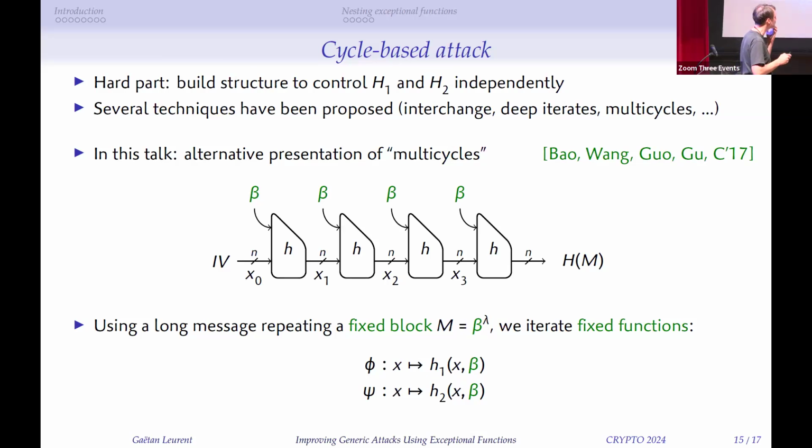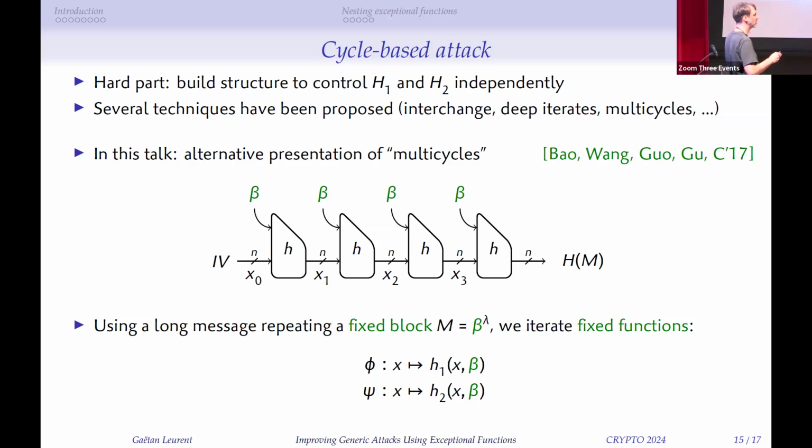The first one was the interchange structure. Then there was an attack based on deep iterates, and a new one based on multi-cycles. And in this presentation, I will talk about the multi-cycle technique, and I will show that we can improve it using exceptional random functions. So the main idea in the multi-cycle technique is that we're going to iterate long messages with a fixed message block.